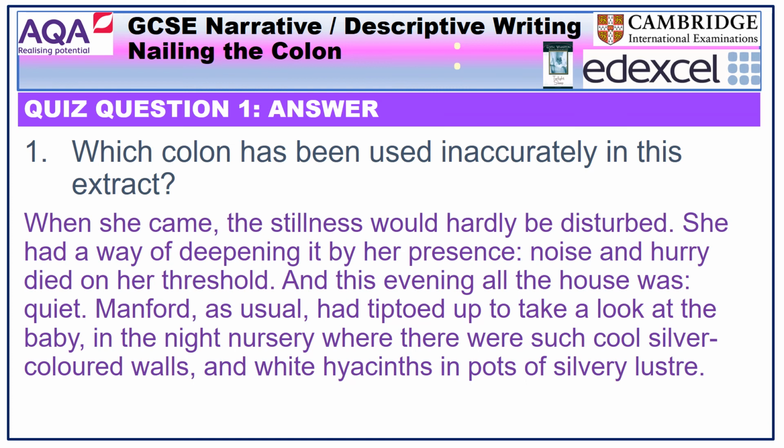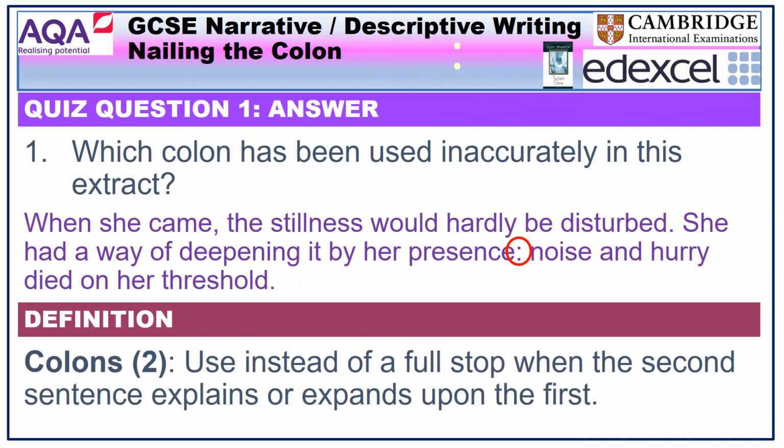Let's take them in turn. "She had a way of deepening it by her presence: noise and hurry died on her thresholds." No problem here. A main clause is used post-colon to expand upon the lady's mysterious way of maintaining a deliciously peaceful, calm atmosphere.